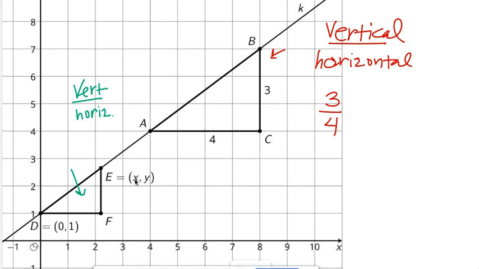So if I look at my ordered pair for E, it's telling me that to get to this point from the origin, I had to go over x units, up y units. That's how ordered pairs work, right? You go over the x coordinate amount of units, up the y coordinate amount of units. So for it to tell me that my ordered pair is (x, y), that means my horizontal distance was x and my vertical distance was y. Okay, remember that.